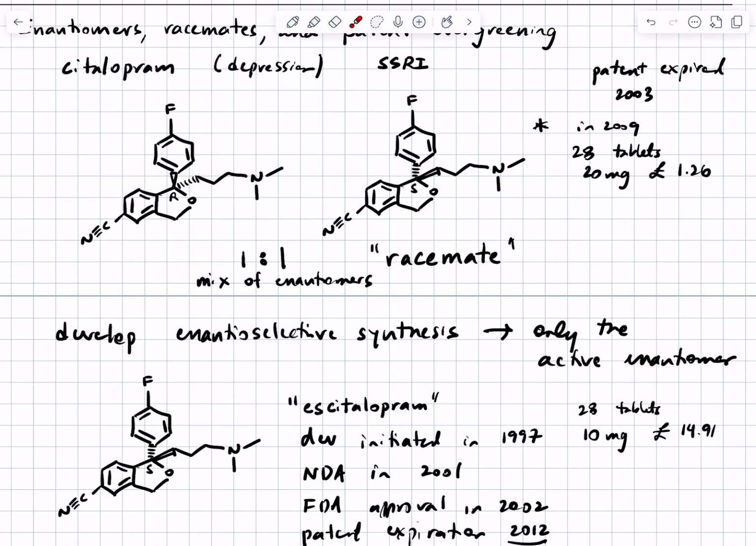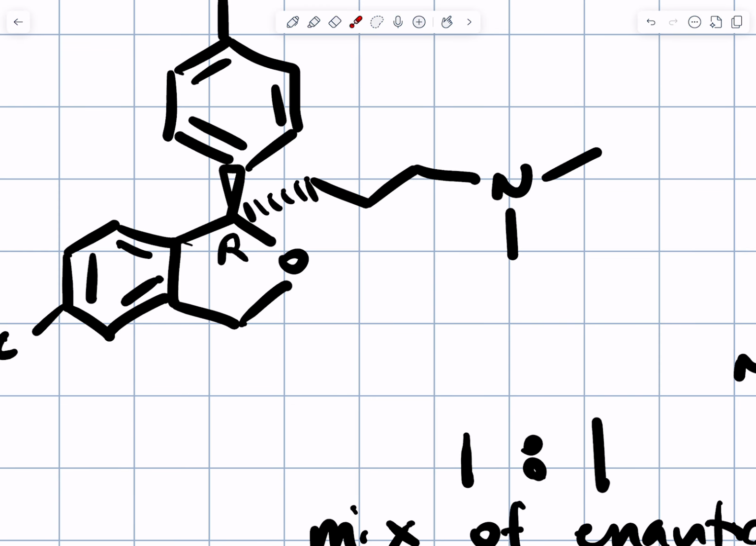If sigma bonds can just rotate freely, how do they isolate just one enantiomer? Remember, enantiomers can't be converted by rotation around sigma bonds. But your question is chemically, how would you make one pure enantiomer versus the other?